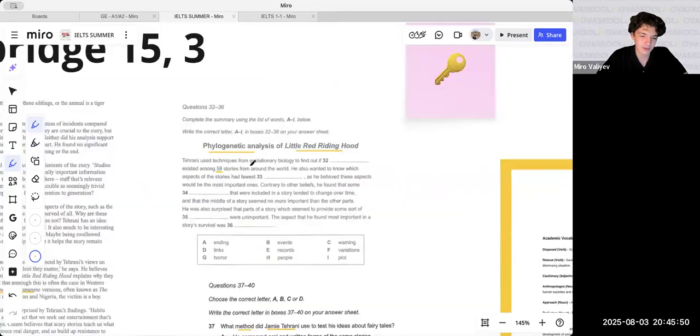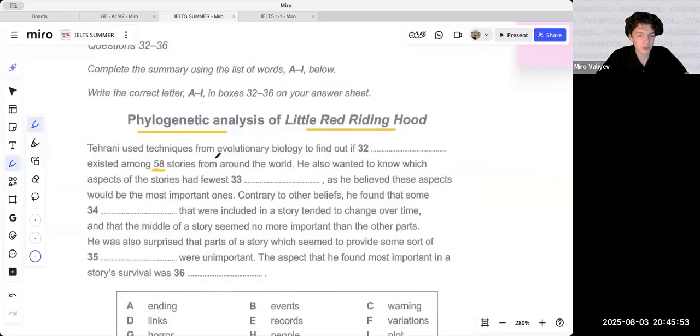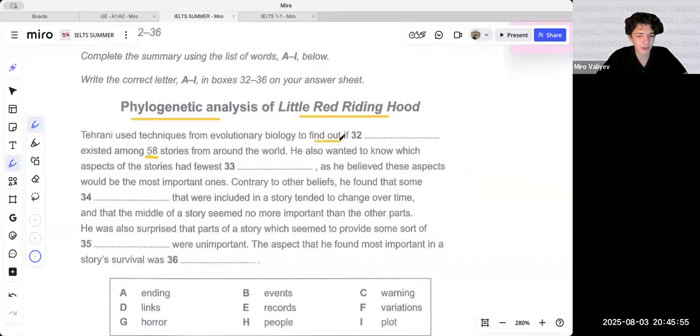Now let's take a look at this phylogenetic analysis. So Tehrani used a technique from evolutionary biology to find out if something existed among 58 stories from around the world. Can we put ending? Not really. Can we put events? More or less. Can we put warning? Maybe, but it doesn't fit logically. Can we put links? If links existed, yes, I think we can actually put links because those 58 stories should be somehow connected, right?